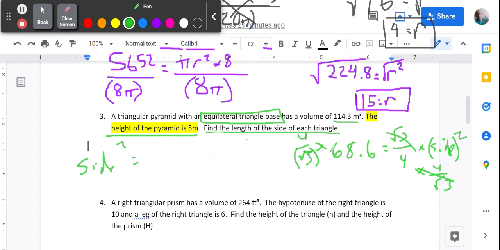We ain't done yet. Don't pack up your stuff. Anybody got a number? Okay, 158.4. Thank you, Caleb. So 158.4 is side squared. We'll square root it. The square root of 158.4 is about 12.6.